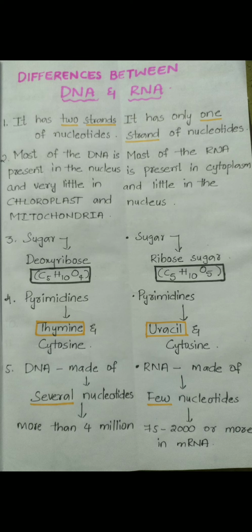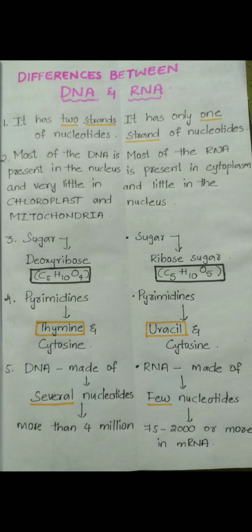My topic for this video is differences between DNA and RNA. DNA is deoxyribonucleic acid and RNA stands for ribonucleic acid. DNA and RNA are the genetic material usually present in living organisms, and sometimes they are present in the nucleus, and other than that sometimes they are also present in other organelles of the cell.